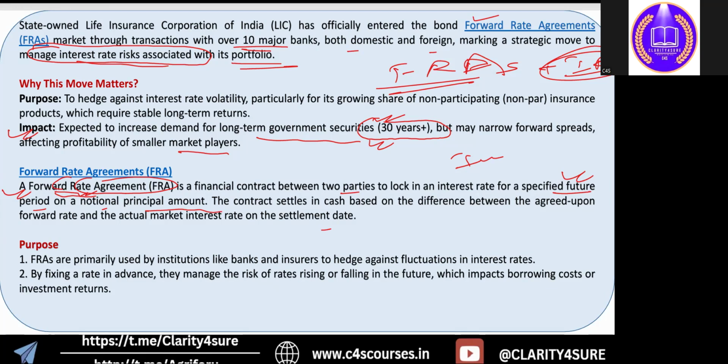The purpose of FRAs: they are primarily used by institutions like banks and insurers to hedge against the fluctuation in interest rates. जब interest rate high हो जाता है तो वहां के टाइम पे to hedge against the fluctuation in interest rate, this is a purpose behind the banks कि वहां पे उनको ज्यादा पेमेंट ना करना पड़े, जो पहले से प्री डिटरमाइंड है, जो मैच्योरिटी के टाइम पे उनको पॉलिसी होल्डर्स को देना है, उतना ही अमाउंट देके वो सेटलमेंट हो जाए, राइट. तो उसके लिए है बेसिकली. By fixing a rate in advance they manage the risk of rates rising and falling in future, which impacts the borrowing cost and investment. So these are two purposes behind this FRAs, right.